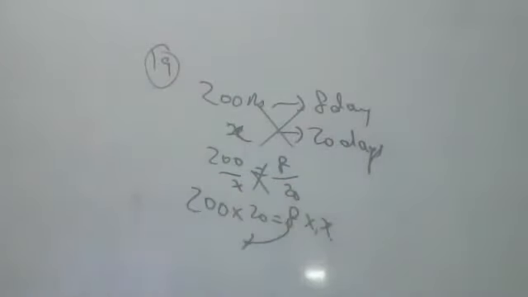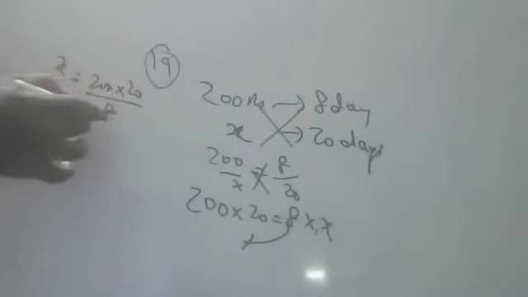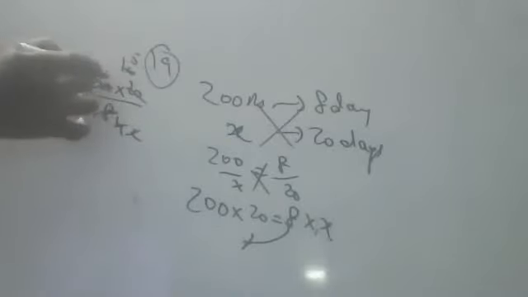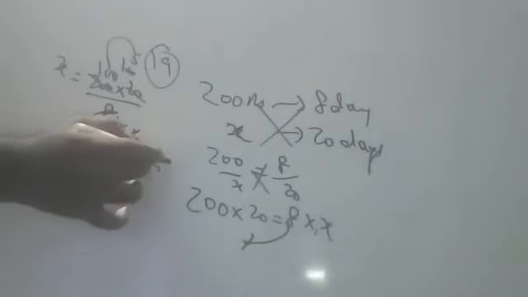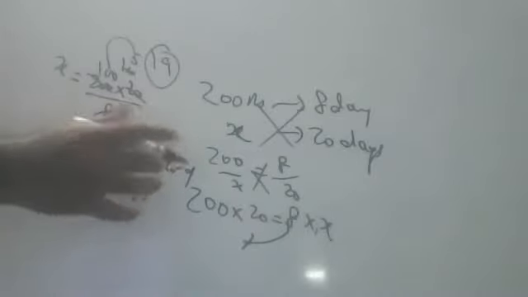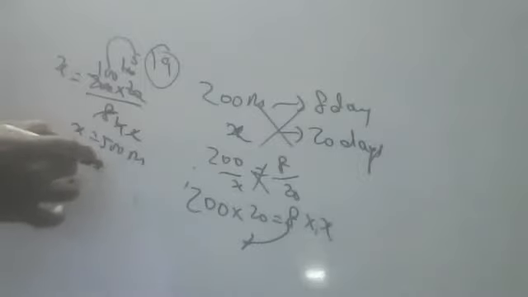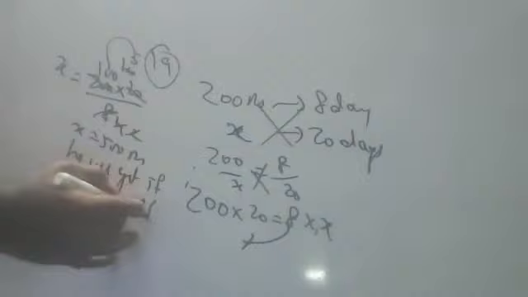Okay, bring 8 down, children. If you bring 8 down, so what is x? x is 200 into 20 by 8. Okay, 2 4s are 8, 2 10s are 20, 2 5s are 10, so 200 into 20 by 8 is 100 into 5. 500 rupees is the cost of 20 days. Sorry, sir, 500 rupees he will get, if he works for 20 days.